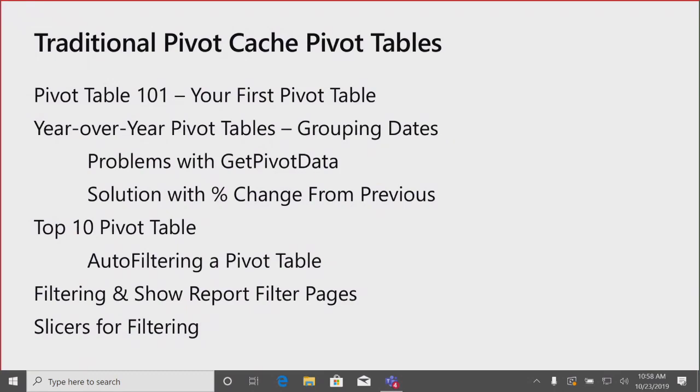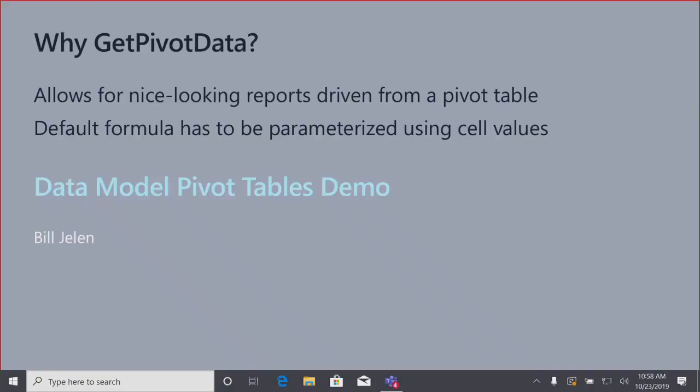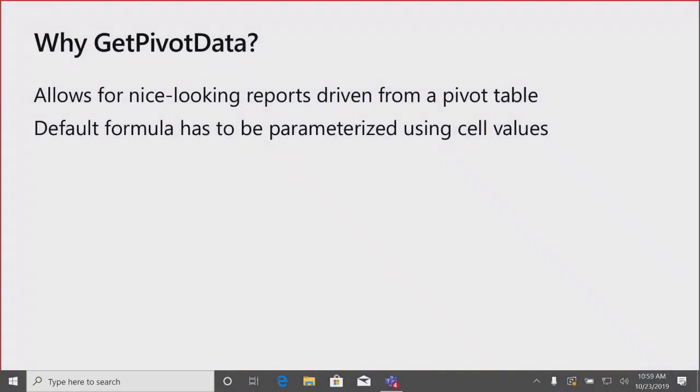Slicers are a much better way to filter, but if you have to replicate a pivot table, then the old filters will let you do that. And then moving on to add this data to the data model, mashing up data from 2 different data sets, count distinct, a true top 10 report because we can show the totals, the filtered items and the totals, medians or text, slicers for 2 different data sets, pivot table on a map, and then finally just closing with an example of when you might actually use get pivot data.